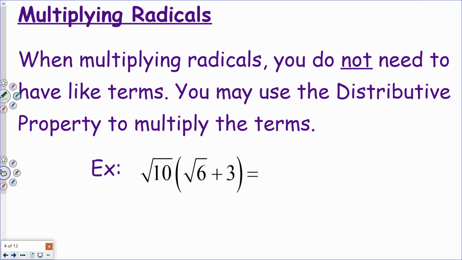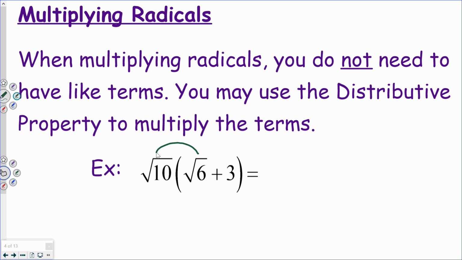Okay, let's shift gears just a little bit. We were adding and subtracting. Now let's look at multiplying. When you multiply, do they have to be like terms? No, they don't have to be. So right away when I look at this, what's your first instinct? It's distribute.